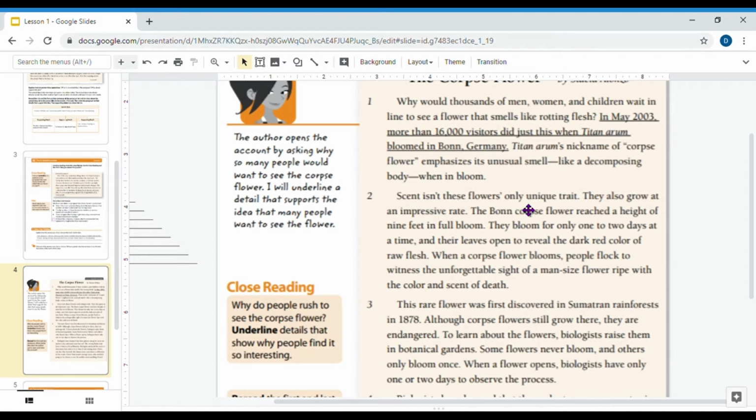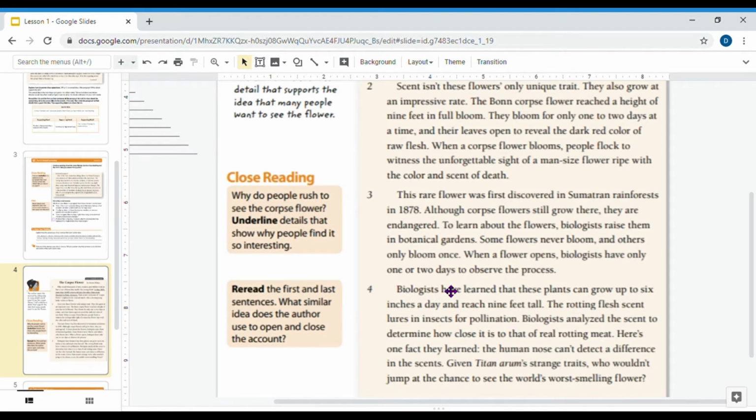Scent isn't these flowers' only unique trait. They also grow at an impressive rate. The Bonn corpse flower reached a height of 9 feet in full bloom. They bloom for only 1 to 2 days at a time, and their leaves open to reveal the dark red color of raw flesh. When a corpse flower blooms, people flock to witness the unforgettable sight of a man-sized flower ripe with the color and scent of death. This rare flower was first discovered in Sumatran rainforests in 1878.